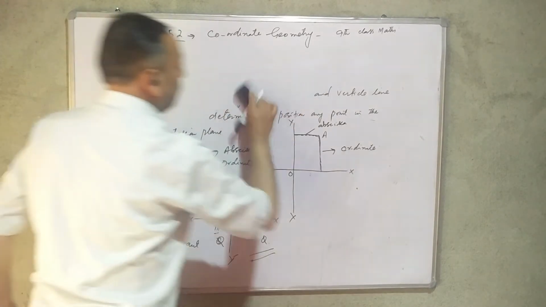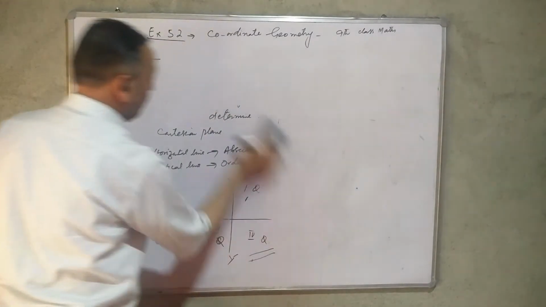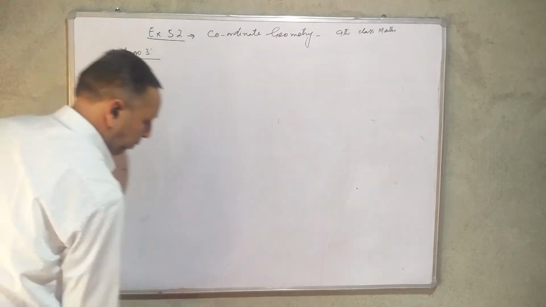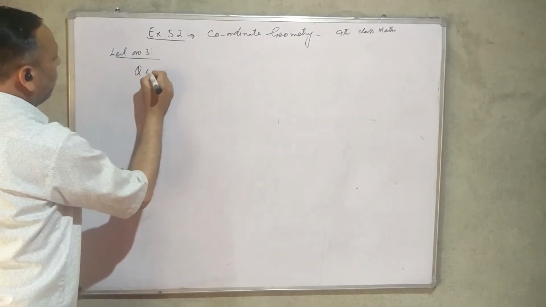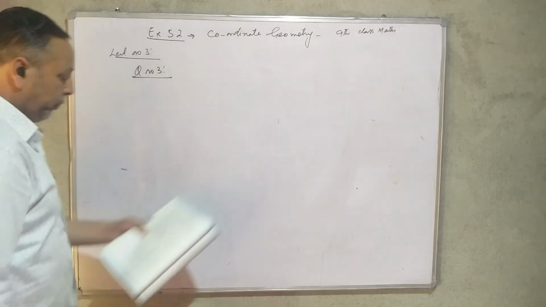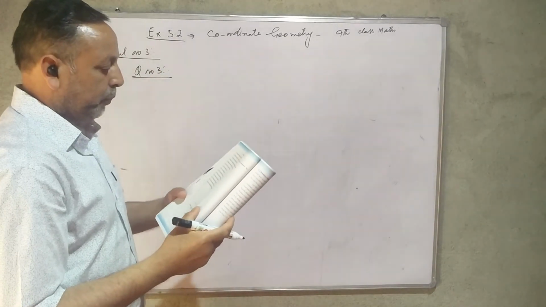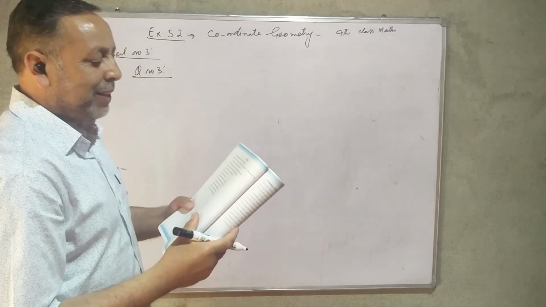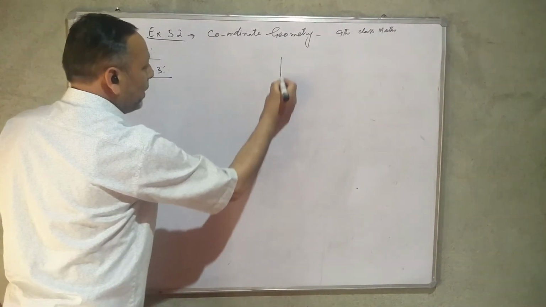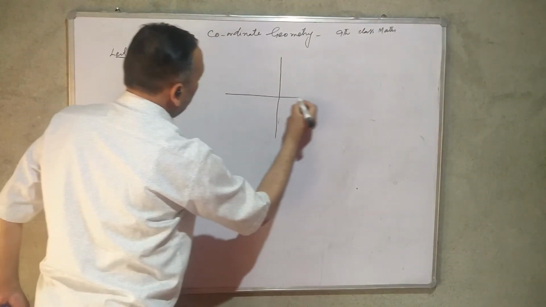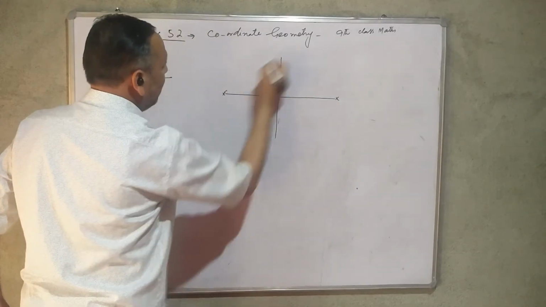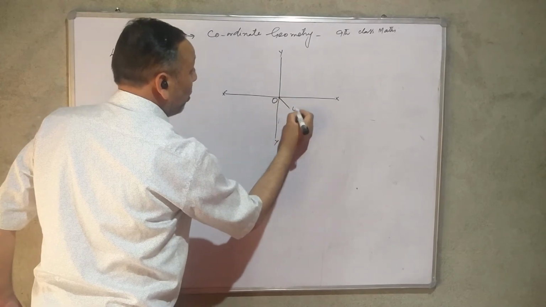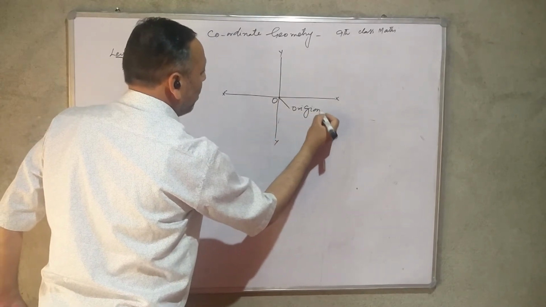Next question. Question number 3. Third question is, write the name of the point where two lines intersect. You draw the Cartesian plane. This is the x-axis. This is the y-axis. The point where they intersect is known as the origin.